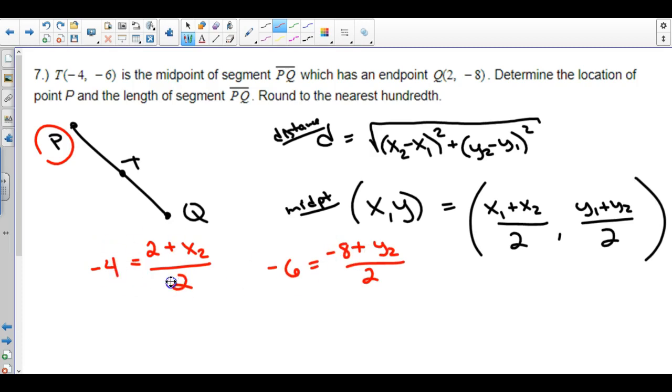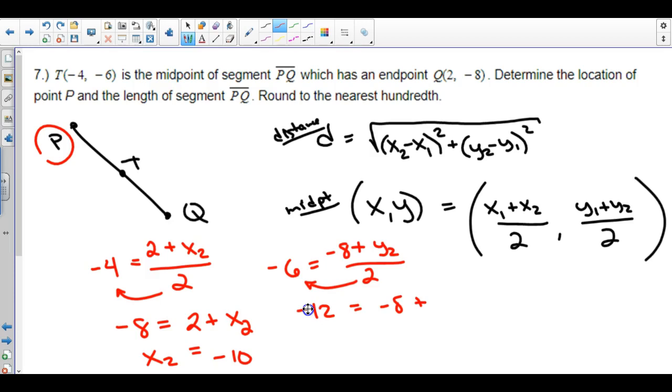So what I want to do is solve these. This 2 plus x2 expression is being divided by 2, so I'm going to bring this over by multiplying it. -4 times the 2 is -8. That is equal to 2 plus x2. I'm going to solve then. x2 would be -8 minus 2, which is -10. Do the same solving here. That's going to give me -12 equals -8 plus y2. And then if I added 8 to both sides, I would get y2 equals -12 plus 8, which is -4. That tells me that my other endpoint, and I'm going to just write it up here then, my other endpoint P must be located at -10, -4.